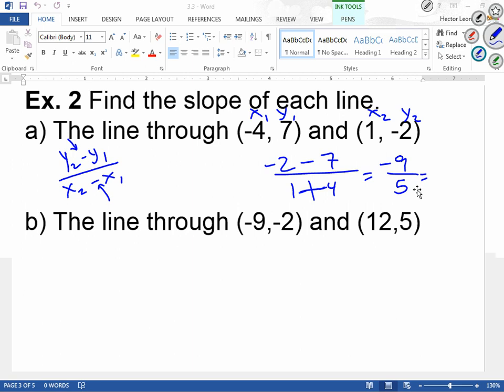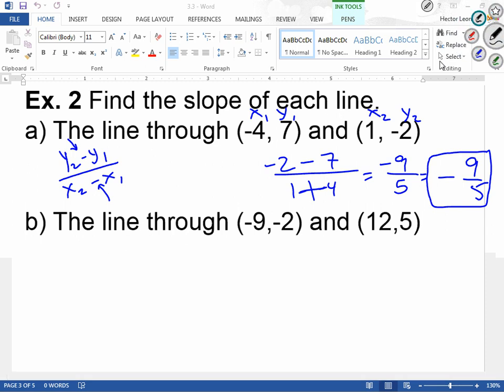Simplify your fraction if possible. So if I could make my number smaller by dividing them by the same thing, do so. In this case, I cannot. 9 and 5, the only thing I can divide them by is 1. So nothing is going to happen. So at least the negative sign, bring it to the front. So my answer should be negative 9 over 5. If the negative sign is on top or the bottom, but there's only one negative sign, just bring it to the front. Negative 9 over 5.